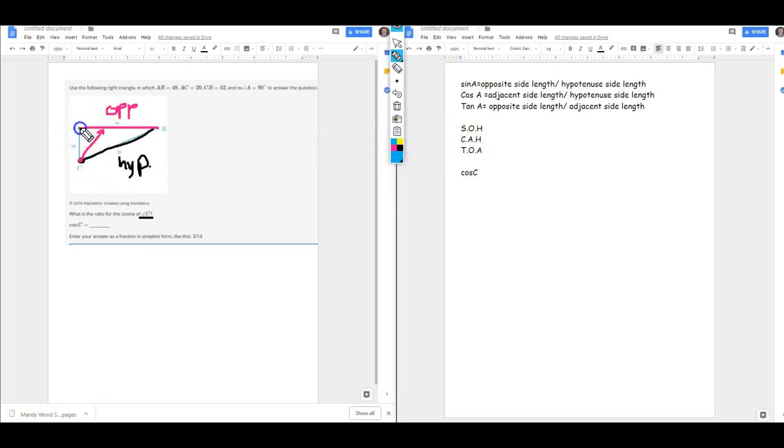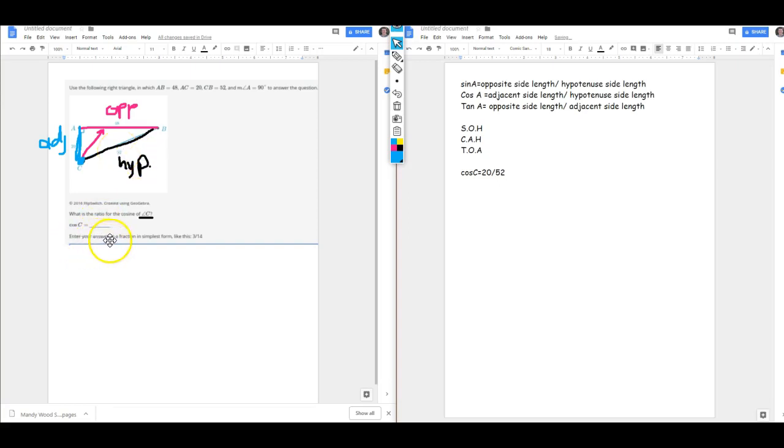The last one is the adjacent. Adjacent means next to. And as you can tell, this side length right here is right next to our angle C. So that's our adjacent side length. So now that I have my triangle labeled based off of the angle it gave us, we think back, okay, what is the cosine of C? It is the ratio of the adjacent side length, so the adjacent side length is 20, divided by the ratio of the hypotenuse, which was 52.